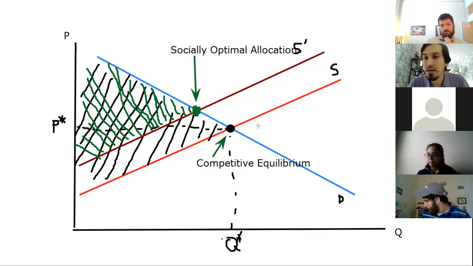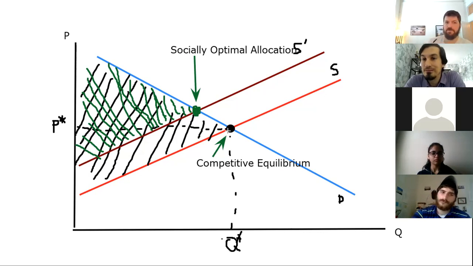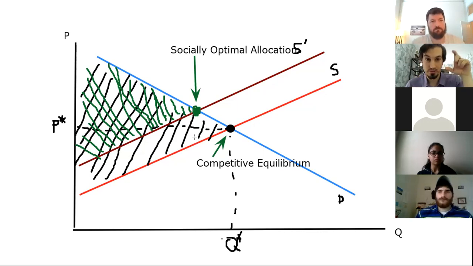So how can a government achieve the green dot instead of the black dot? You guys have any ideas? What's one way the government can achieve this? Per unit pollution tax. Yeah, a tax is. So if you have a tax that's exactly equal to the distance between the dark red and the light red line, so you have to get the right tax. Don't just make any old tax. It has to be a per unit tax too. It can't just be a flat tax.